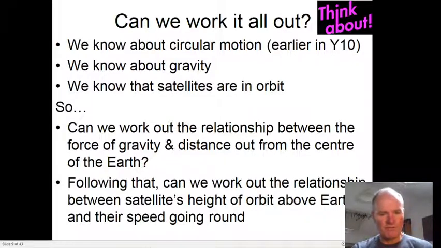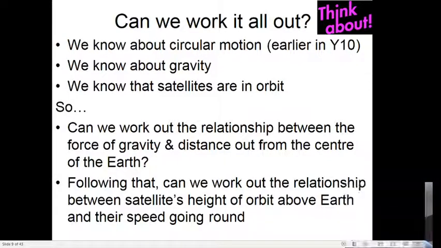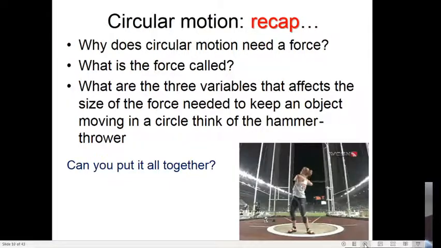And following that, I'll move myself off the screen so you can see what's going on the slide. Following that, we can work out the relationship between the satellite's height above the Earth and the speed at which it goes around the Earth. And again, we've got speed and not velocity, because that's important for circular motion. So let's put together some things to understand why things orbit. To recap circular motion, we need to think of the following.